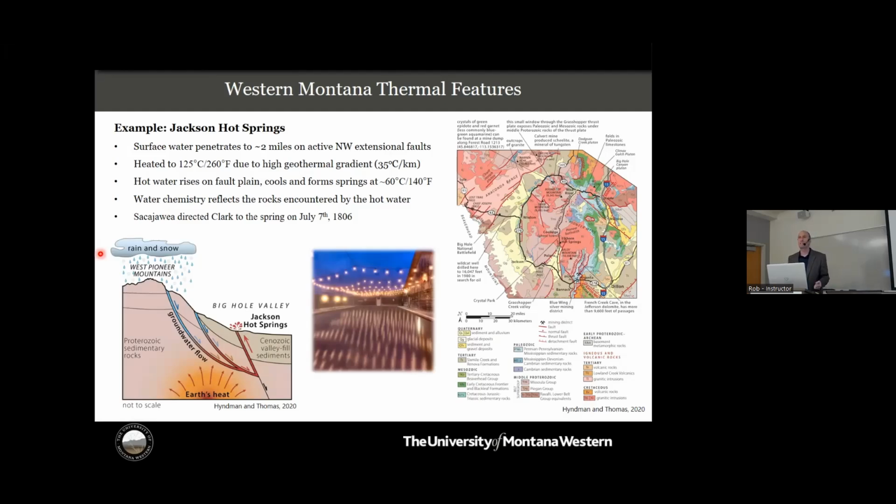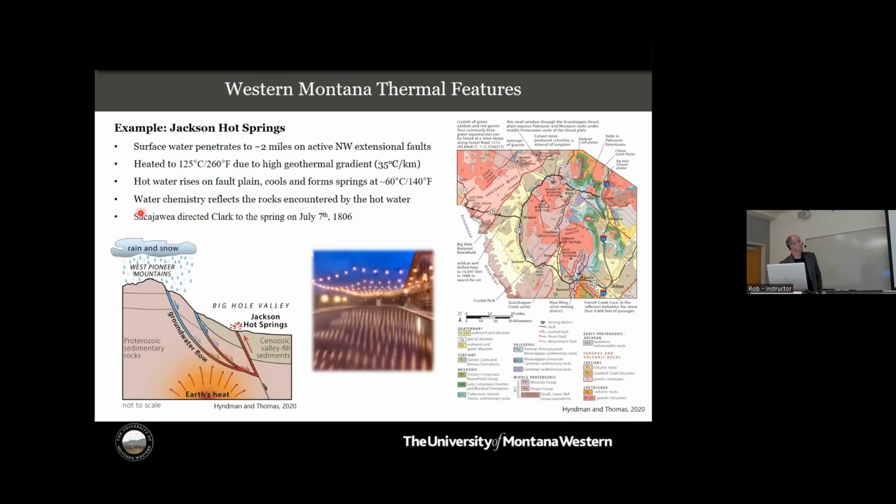The water chemistry reflects the rocks that are encountered by that hot water. So you don't have a sulfurous smell at Jackson Hot Springs because it's not encountering sulfur in the minerals of the rock that it's traveling through. The rock it travels through is mostly quartzite, which is made out of quartz, silicon, and oxygen. No source of sulfur. Make sense? Okay. It picks up some calcium and a few other elements depending on some other types of rocks that it encounters on its way on this journey.